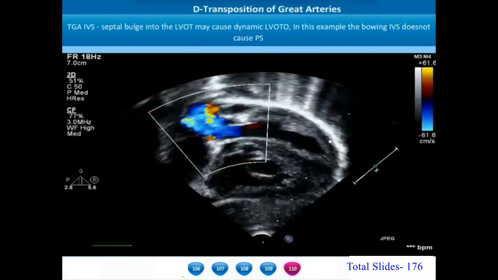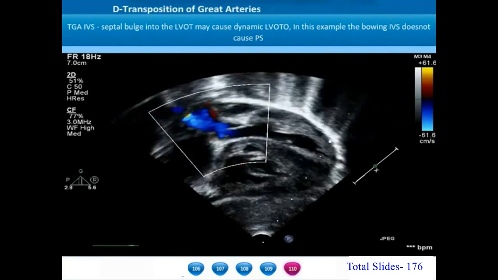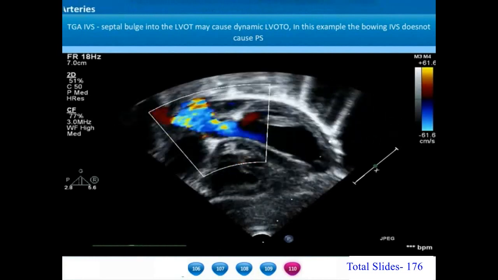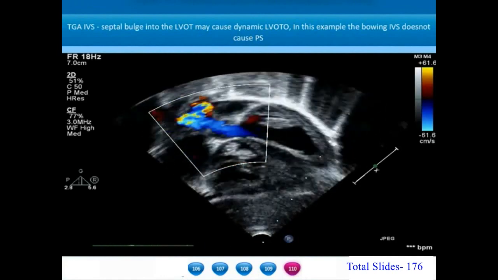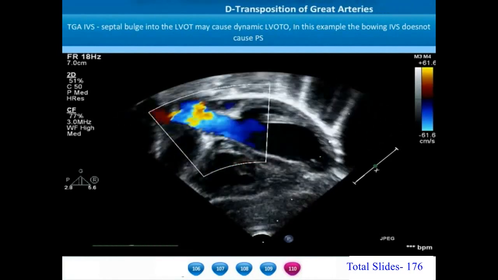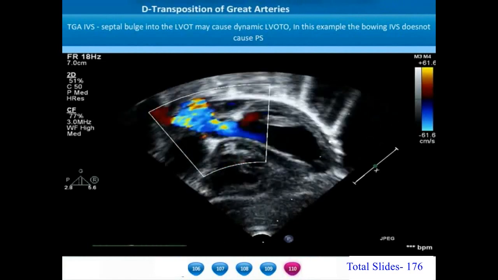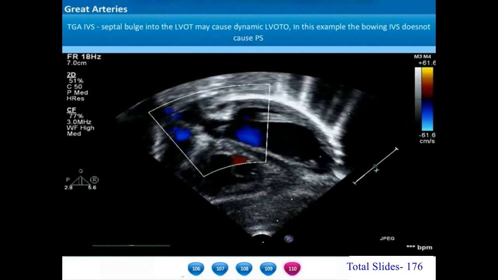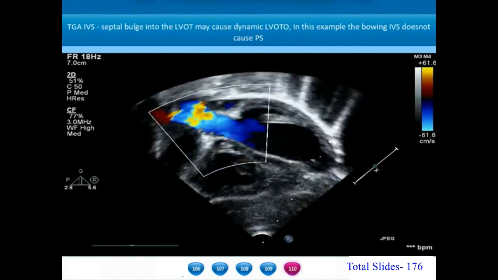In transposition with intact ventricular septum, the mechanism of left ventricular outflow tract obstruction is different. It is due to a dynamic narrowing of the left ventricular outflow tract caused by systolic anterior motion of the mitral leaflet. The interventricular septum bows towards the left ventricular outflow tract and increases the left ventricular outflow tract gradient.